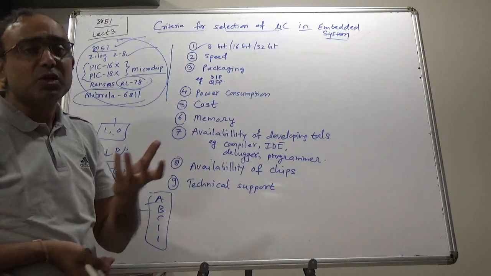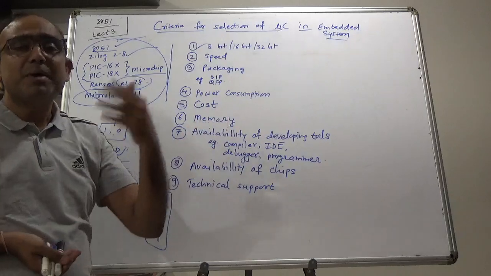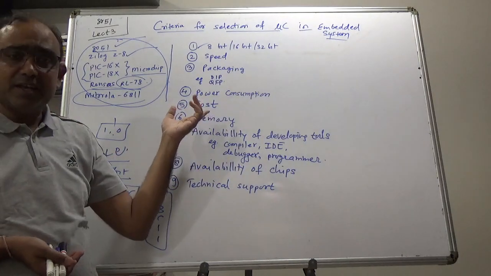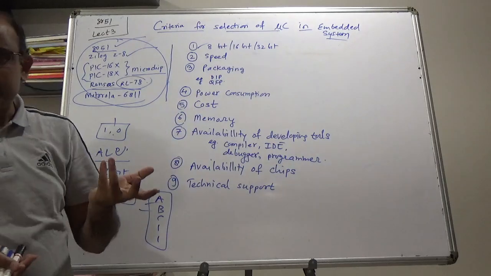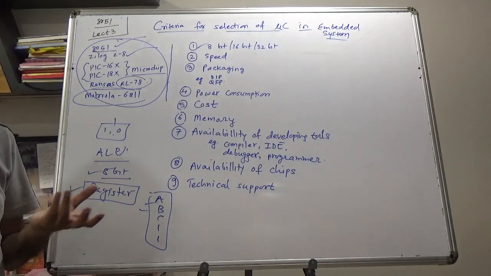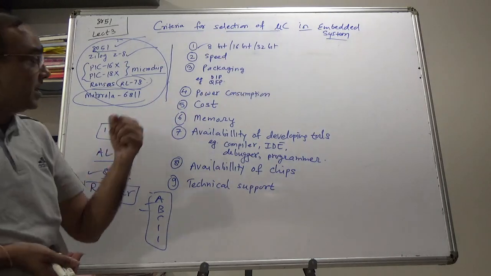Depending on the code size, if your code is a big one, then you will go for more memory. Actually the code will be stored in an EEPROM type of memory. So depending on your code size, you will decide how many kilobytes or how many megabytes of memory you want for your particular application.